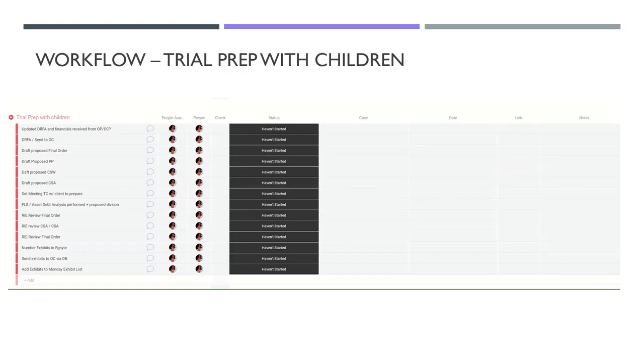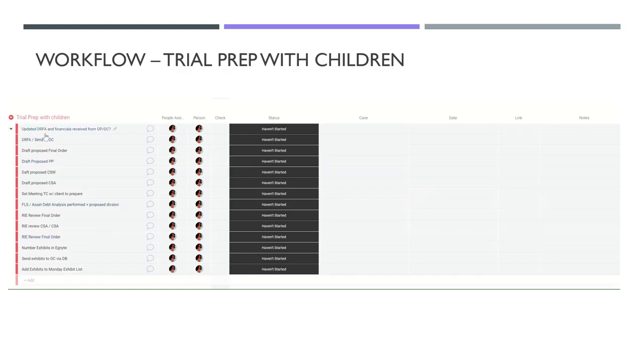So these are all the tasks that I need to make sure are done leading up to trial. So if I've got a trial coming up in a couple of weeks, I will copy this over to the client board, put the client's name on it, and we'll just start banging out these tasks. Some of them are going to have been done already, but it's nice to just have a chart just to make sure that everything has been done.